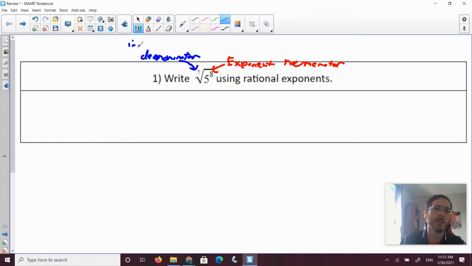So right now this is the index, and we're going to make that the denominator of our fraction. 5 is the base, this just stays as the base. So we say 5 to the 8/7. And that's it. That's the entire question. So it's just rewriting from our radical form to our rational form.